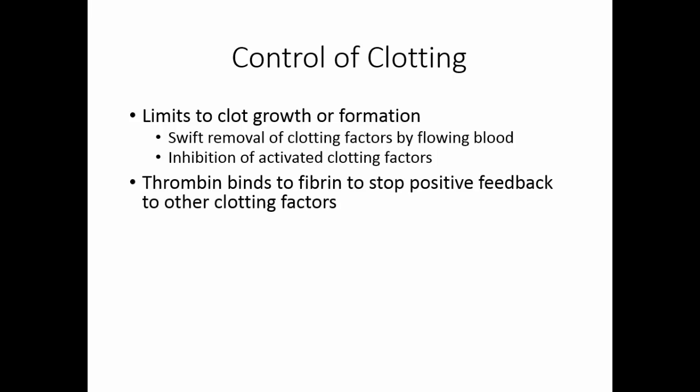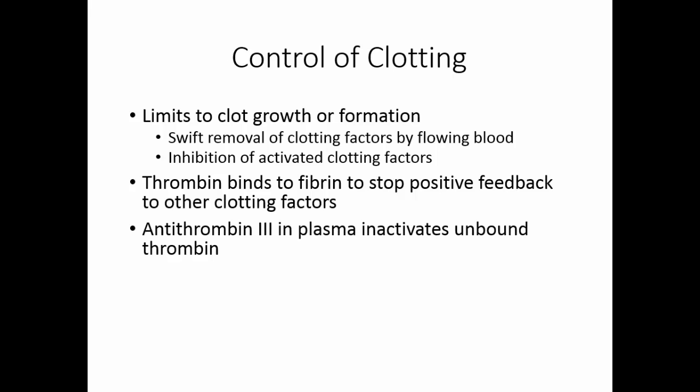Thrombin, which is what activates the production of fibrin, will begin to bind to fibrin. If not, we will have a positive feedback mechanism going. Thrombin actually feeds back to the other clotting factors to keep them activated, so we make more thrombin, so we make more fibrin. So if we begin taking thrombin out of the picture as we make fibrin, we break that positive feedback loop. Antithrombin 3 in the plasma also inactivates some of the unbound thrombin.